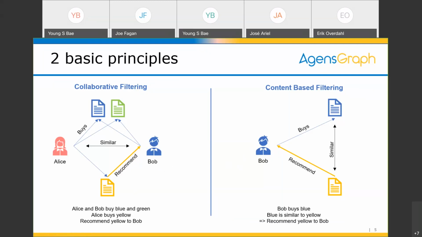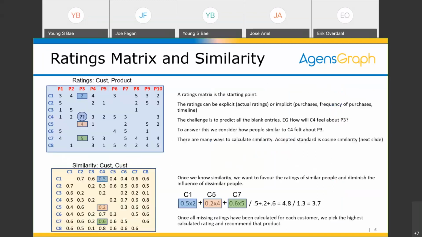Okay, so they're the two principles. Many engines, like the most sophisticated in the world is probably Amazon, use a combination of both, together with a whole plethora of other things like viewing time, browsing history, and a whole host of other features.